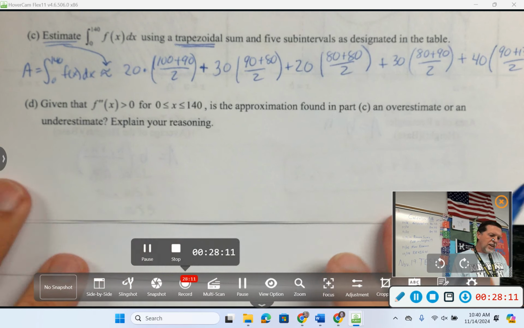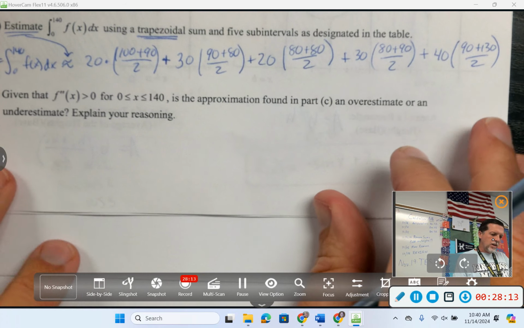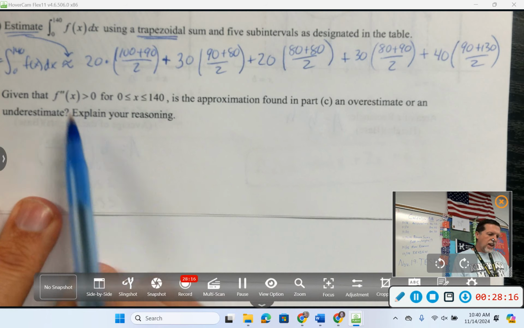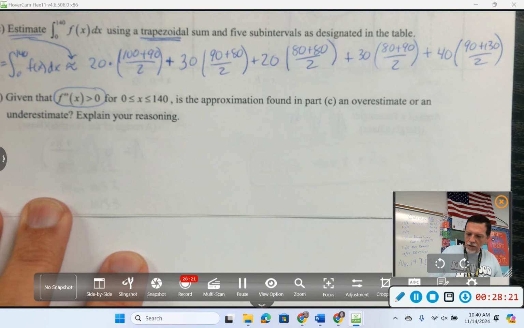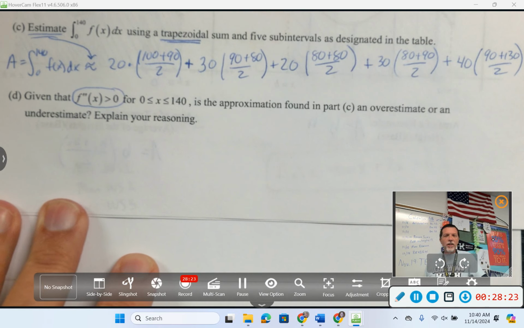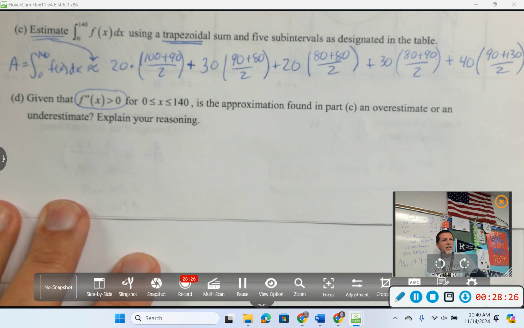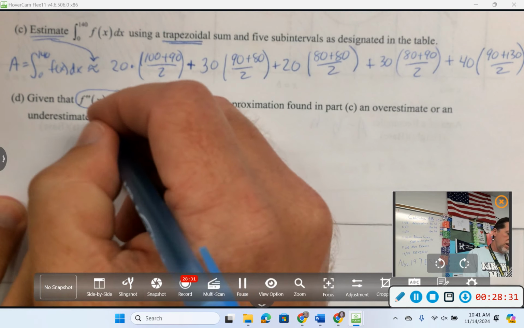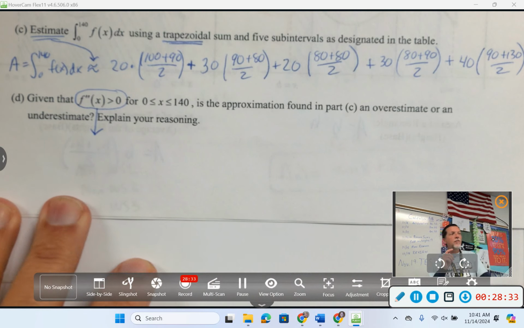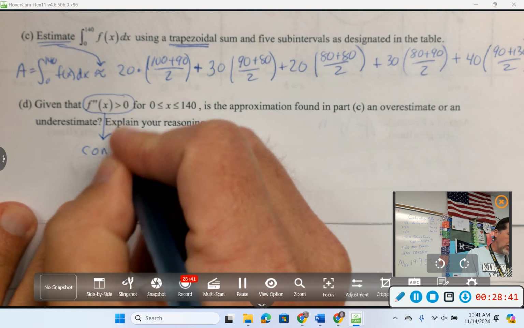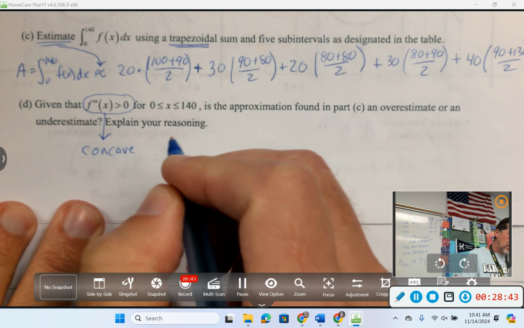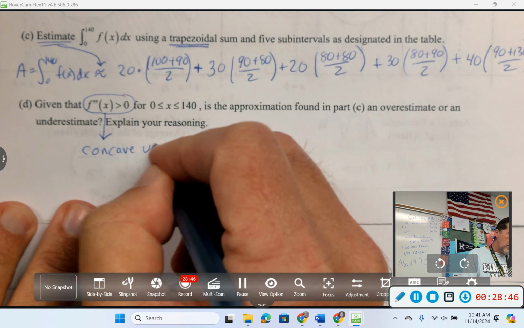Given that the second derivative is greater than 0, what does that mean? What does the second derivative tell us? First derivative tells us slope. Second derivative tells us concavity. So if concavity is greater than 0, what does that mean? It means we're concave up.